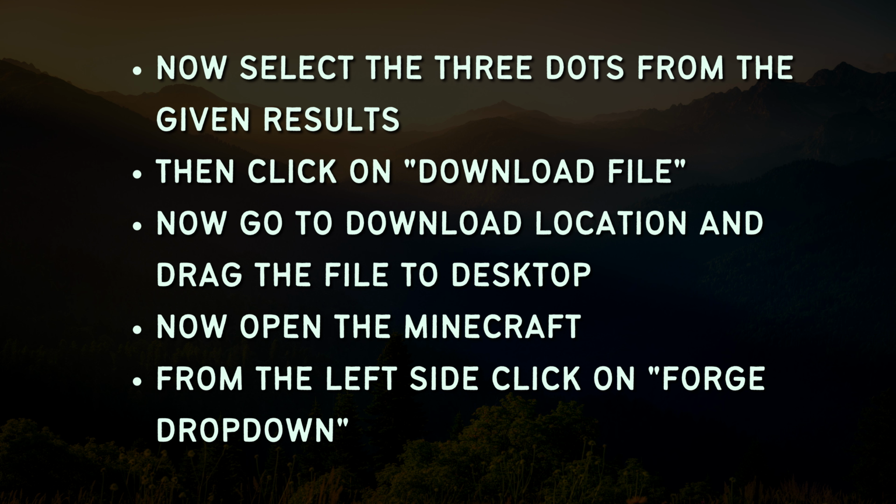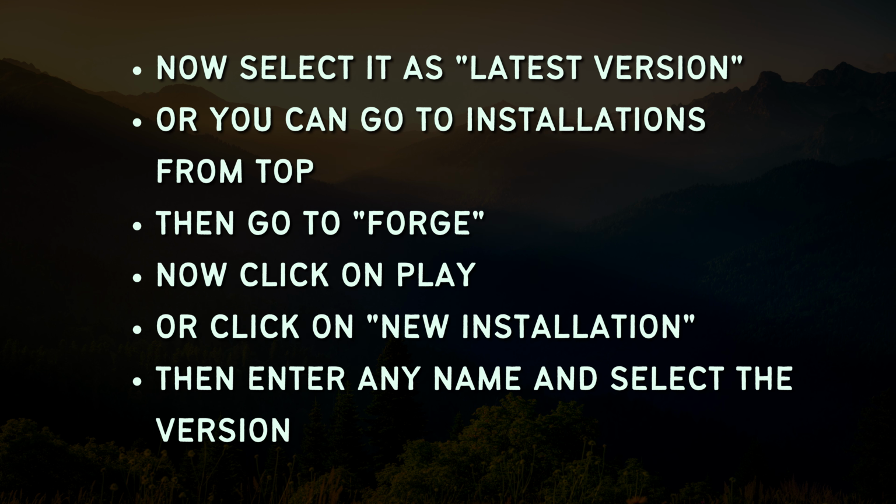Now open the Minecraft. From the left side, click on Forge drop down. Now select it as latest version, or you can go to installations from top. Then go to Forge. Now click on play or click on new installation. Then enter any name and select the version.